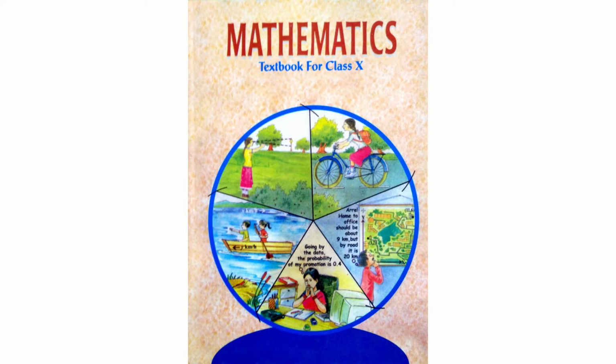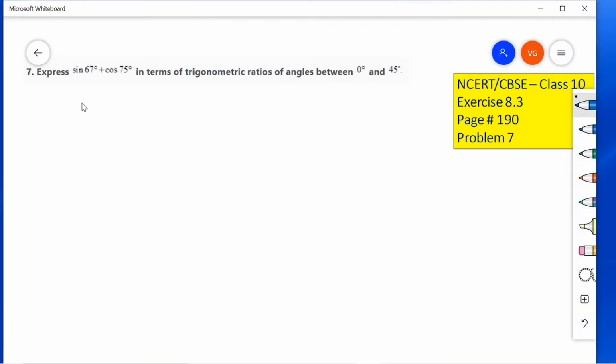I am going to solve CBSE NCERT textbook for class 10 with a detailed explanation for all the chapters. This is problem number 7 from exercise 8.3. The problem goes like this.